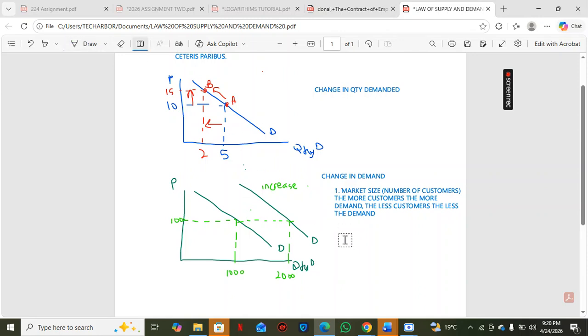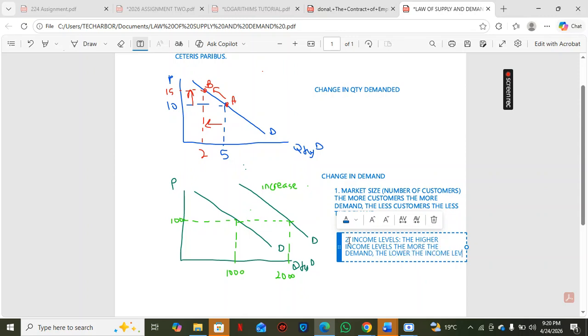Right. Another factor that affects the demand for a good, apart from price, is income levels. The higher the income levels of the citizens or the people within the area, the more the demand. The lower the income levels, the lower the demand.